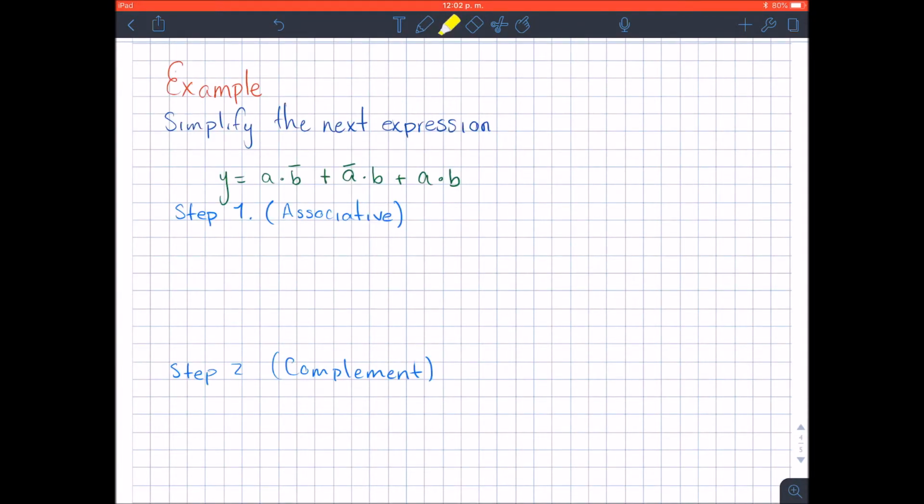Now we're going to use an example to explain how to use all these postulates that we just saw. Over here we write an equation, and we're going to use Boolean algebra to simplify it as much as we can. The first step is to group the second part of the equation so that we can use the associative postulate. I'm rewriting the equation and grouping the second part. Now we're going to use the associative postulate, so the equation is going to be like this.